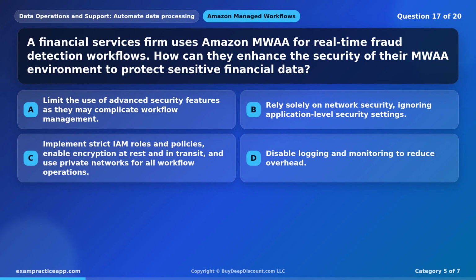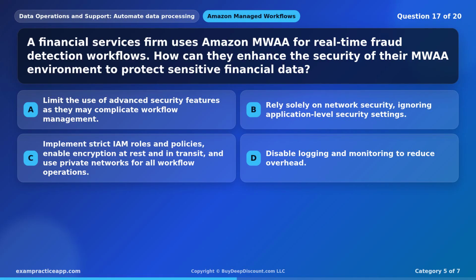Option A. Limit the use of advanced security features as they may complicate workflow management. Option B. Rely solely on network security, ignoring application-level security settings. Option C. Implement strict IAM roles and policies, enable encryption at rest and in transit, and use private networks for all workflow operations. Option D. Disable logging and monitoring to reduce overhead. Take a moment to choose your answer.